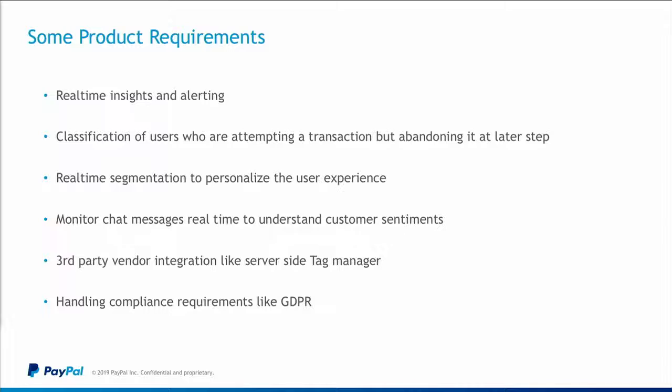The second one is another kind of use case. Can we classify users who are attempting a checkout but not completing it, and can we provide that as a stream to a different team? So we have this segmentation which personalizes the user experience. Can we pump data in real time so that it can be enriched in real time, and any APIs calling them will have the latest and greatest data?